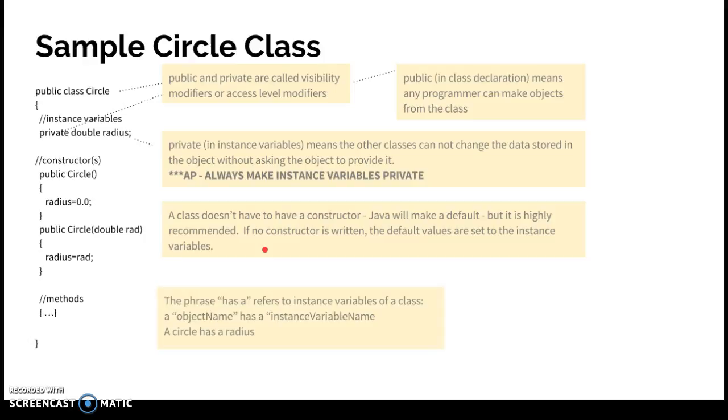Okay, so this is kind of neat. The phrase "has a" refers to instance variables of a class. In other words, an object name has an instance variable name. So when somebody's talking about a has-a relationship, it's really saying, hey, does the instance variable exist for the object? So does a Circle have a radius? The thing that comes after "has a" would be your instance variable name, and the class is the name of the object. So a Circle has a radius, okay?